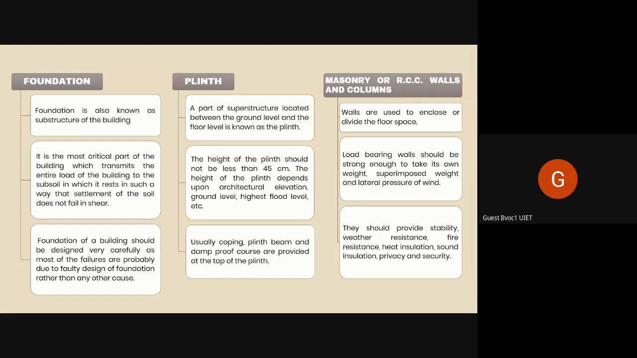See, load bearing structures are not taller than 2 floors, because then the load increases so much that the foundation won't be able to take the load and it will start settling. So in a load bearing structure, the weight of the walls, then the superimposed weight, meaning weight put on top of it by the slabs or maybe the upper floor, and then the wind pressure. जब हवा चलती है तो walls have to be able to withstand that pressure.